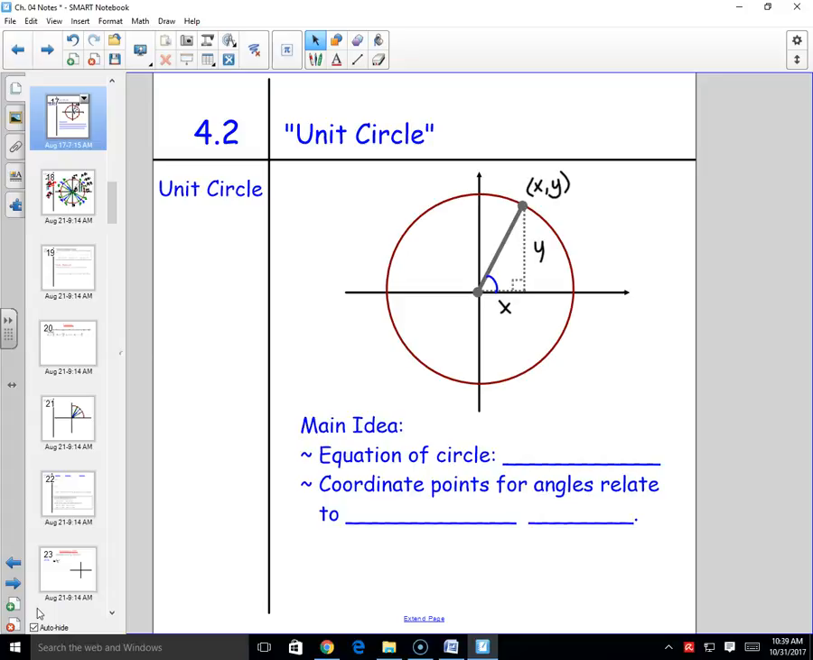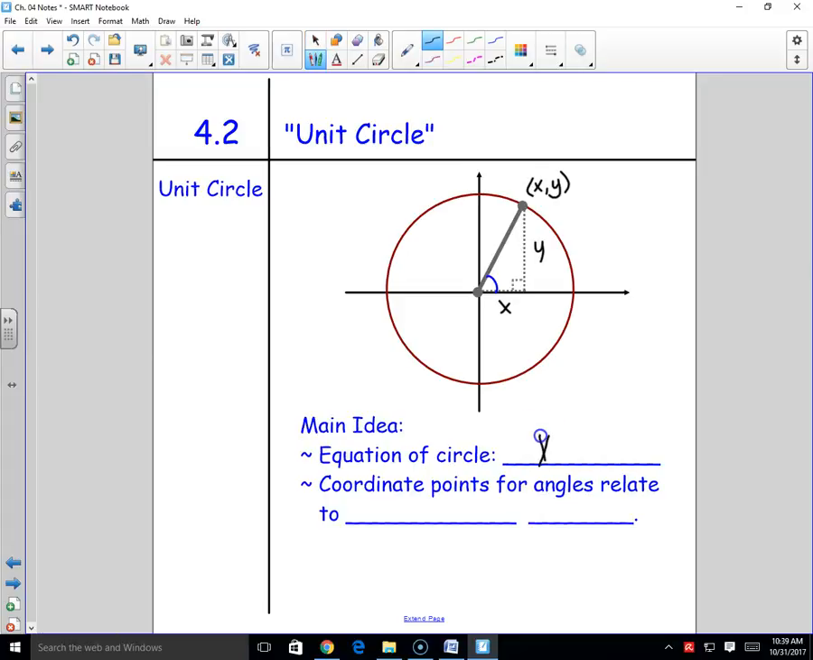Long story short, an equation of a normal circle is x squared plus y squared is equal to r squared. But what's special about the unit circle? What is r for a unit circle? 1. Yeah, I mentioned it briefly yesterday. Some of you might not have remembered, and that's okay. But r for a unit circle is 1. So x squared plus y squared equals 1, which means every single hypotenuse, every single terminal side of an angle that you're going to show is going to equal 1.